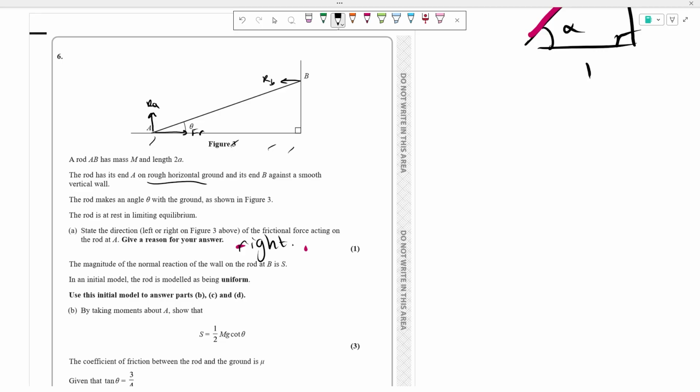So there's going to be a reaction force off the floor, and there's also going to be a reaction force off the wall. Now, because this is a uniform rod, and we know the mass is m, there's actually going to be a downwards force directly in the middle of the rod, which is going to be mg.